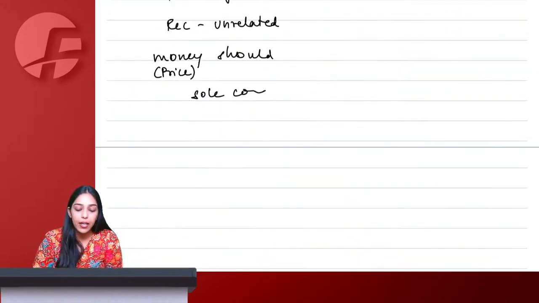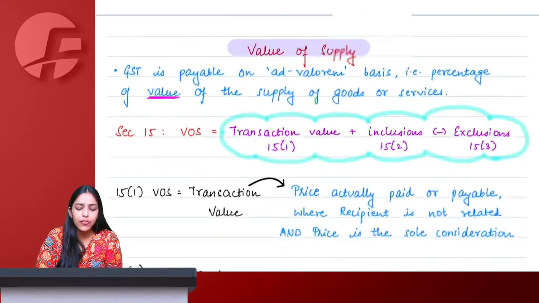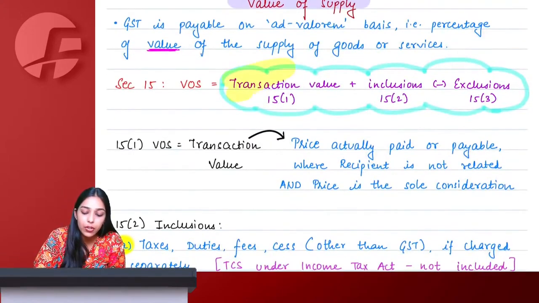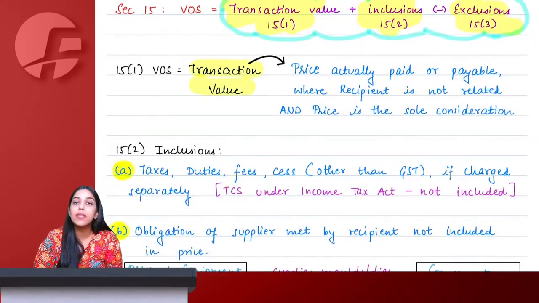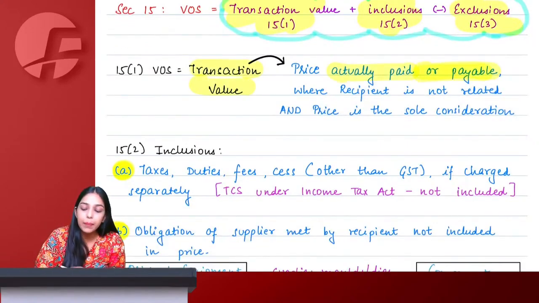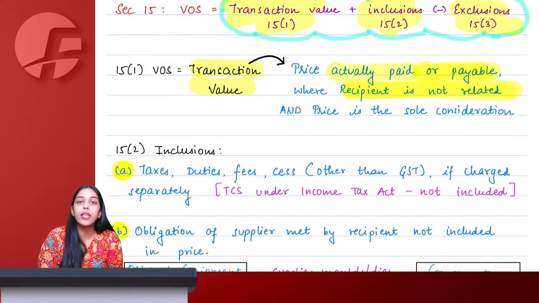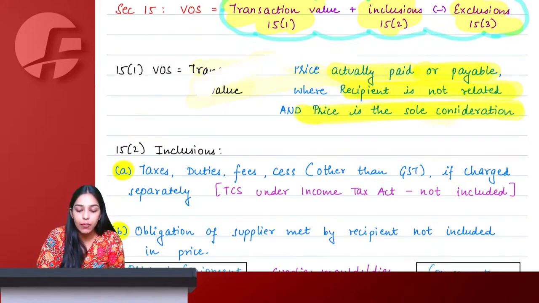So section 15 says value of supply is equal to transaction value plus inclusion minus exclusion, where transaction value simply means price actually paid or payable, the recipient is not related, and price is the sole consideration. Understood, ma'am?